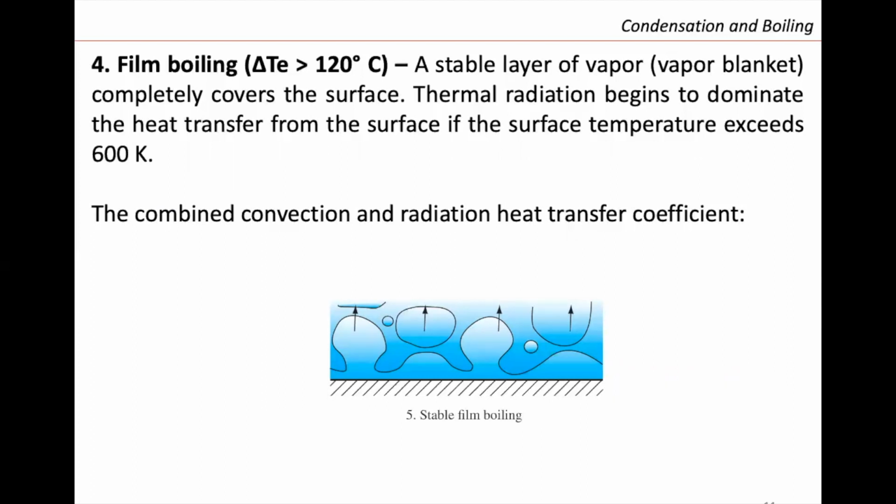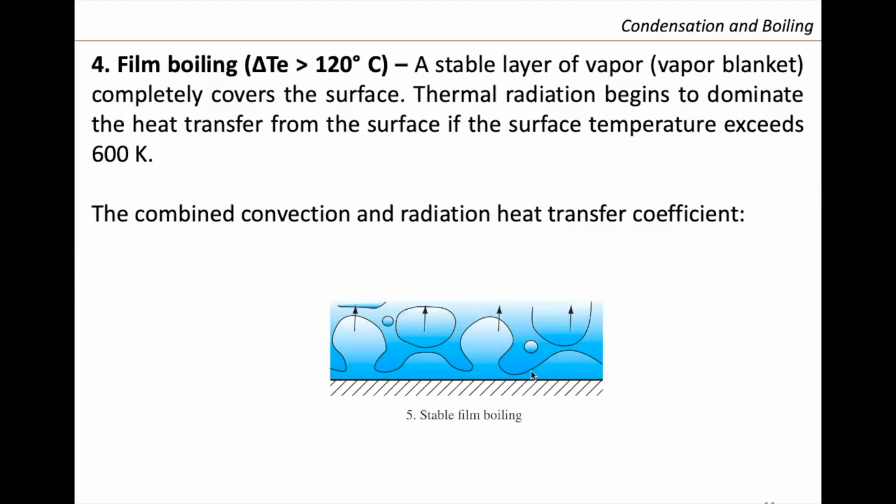Okay? When you are in film boiling, or the excess temperature is much bigger than 120 Celsius, that is when radiation begins to dominate the heat transfer. So you cannot just calculate h for convection, right? You need to add the radiation term. And we will go through radiation after heat exchangers.